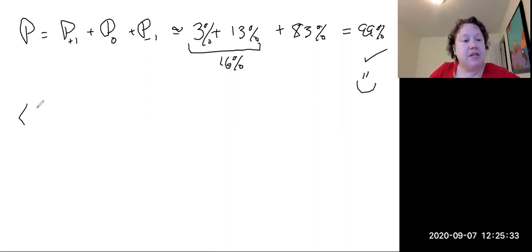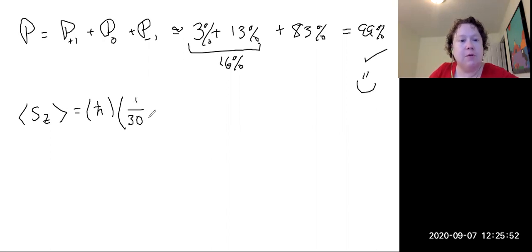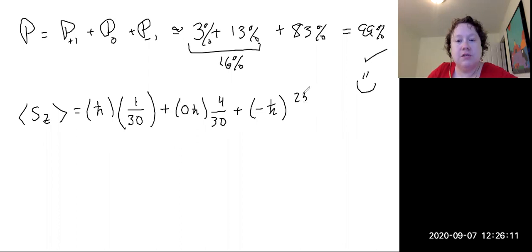Let's now find the expectation value for Sz. And this is going to be the value of our measurement times its probability of occurring. So the measurement h bar times its probability, 1 over 30, plus the next measurement, 0 h bar times its probability, 4 over 30, plus negative h bar times its probability, 25 over 30. And here I've just carefully taken the ones that all have the common denominator 30, because I know I need to add them together.